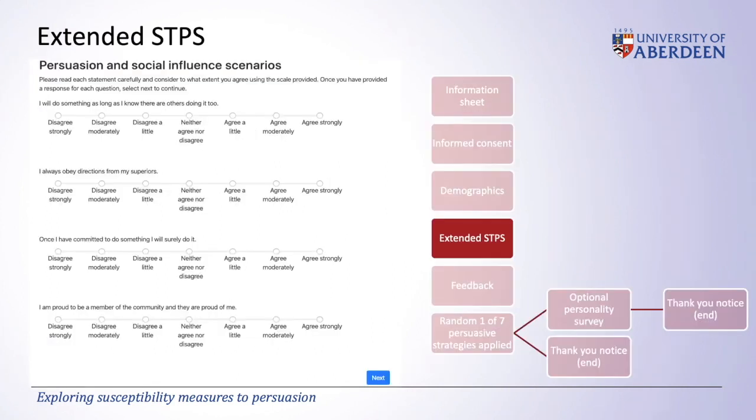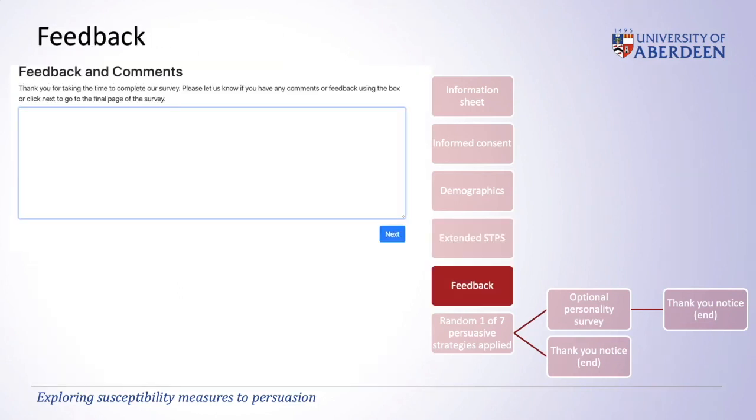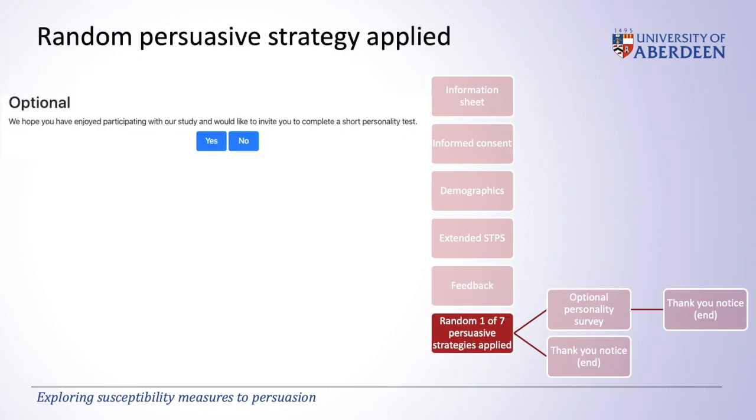All 46 questions were randomly displayed in 11 sets of 4 and 1 set of 2. After completing the susceptibility questions, participants were provided with the opportunity to give us feedback on their experience with the survey. Following this, participants were presented with one of 7 persuasive strategies based on one of the 7 Cialdini principles, and the goal of each strategy was to encourage participants to take part in an optional personality survey.